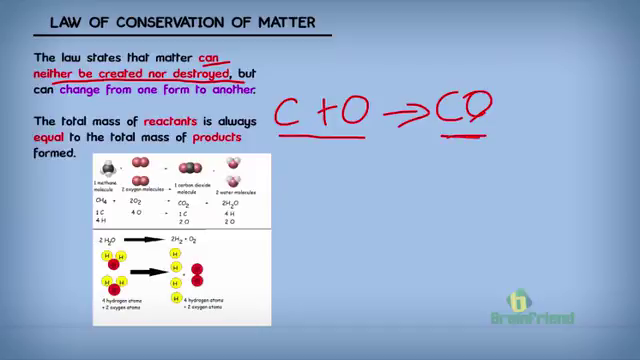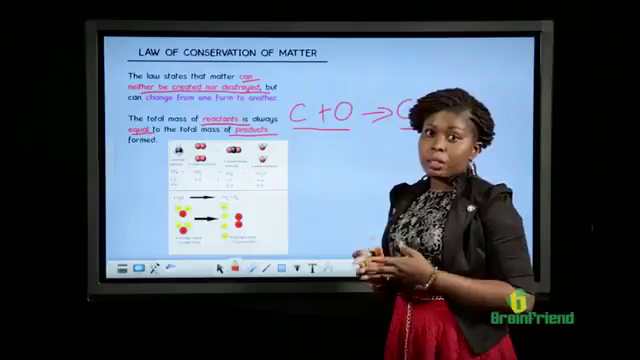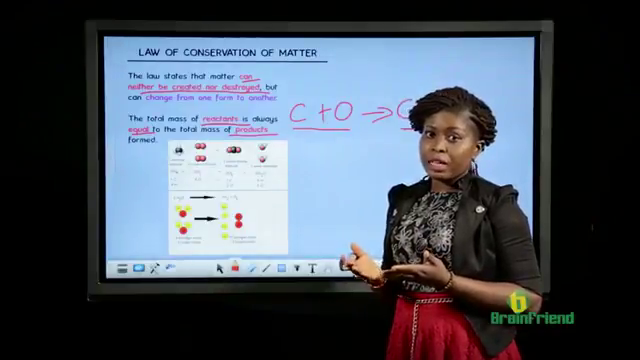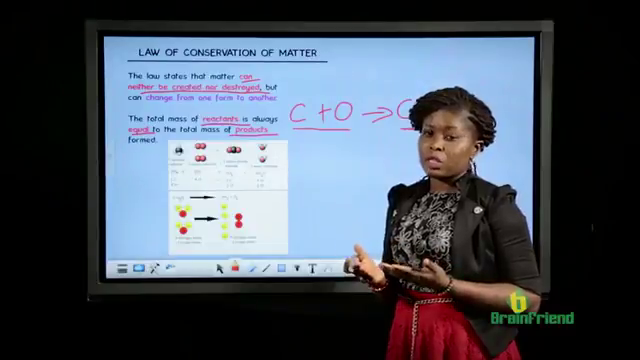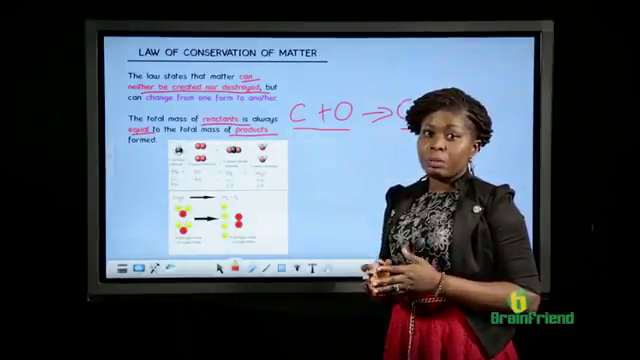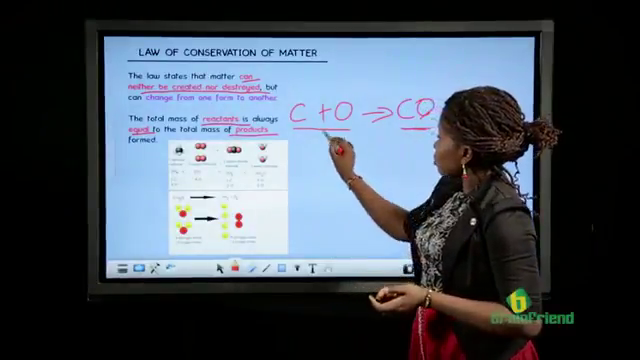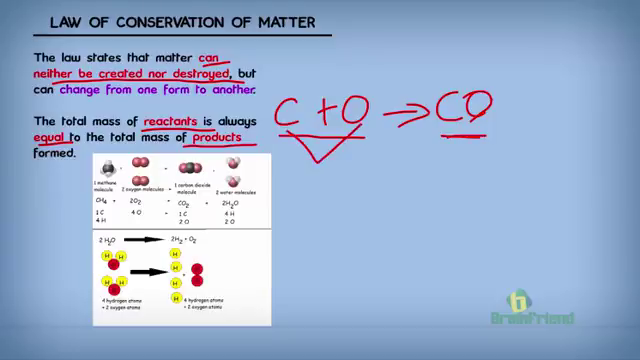And we say that the total mass of reactants is always equal to the total mass of products formed. Think about it. If the elements do not change, if they are still there in the same number, it means that their weight will remain the same, and so their mass will remain the same. So the mass of these reactants, when calculated, would equal the mass of these products when calculated.